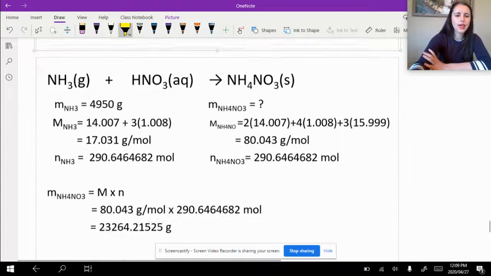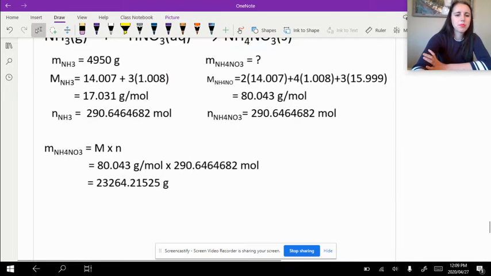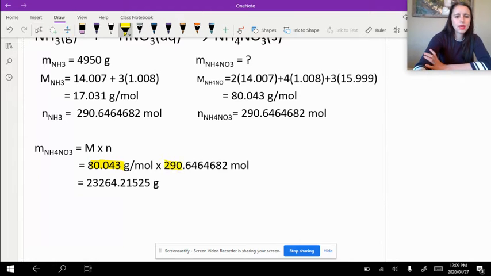So I'm going to go ahead and plug these in. I have my molar mass. I have my number of moles. And if I do this correctly, I'm going to find that moles and moles actually cancel out. I'm going to be left with just the value of grams. This here is my theoretical yield. So in a perfect world, this is how much ammonium nitrate I should get.